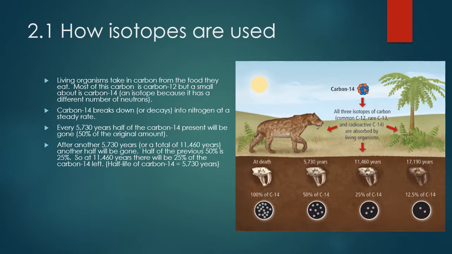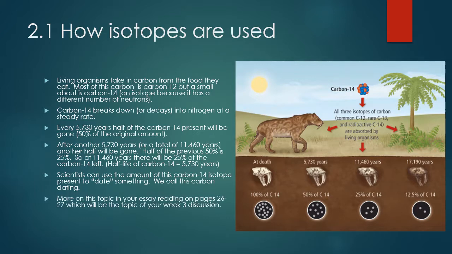that was there before. So scientists can use the amount of this carbon-14 isotope present to date something, and we call this carbon dating. So carbon dating is essentially looking at the amount of carbon-14 isotope present and using that amount to tell how long ago something died. And by telling how long ago something died, we can see when it lived.